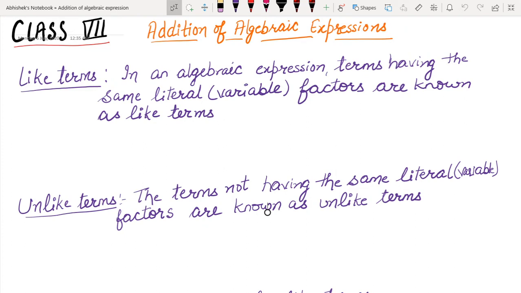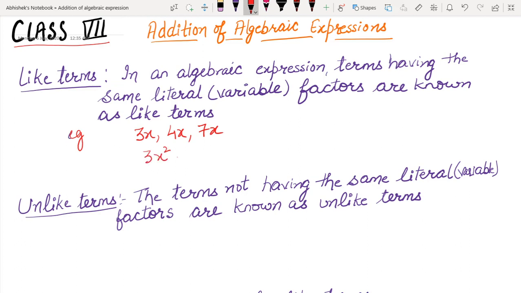Addition of algebraic expressions. Let's discuss like terms and unlike terms. In algebraic expressions, the terms having the same literal or variable factors are known as like terms. For example, 3x, 4x, 7x, all these are like terms.